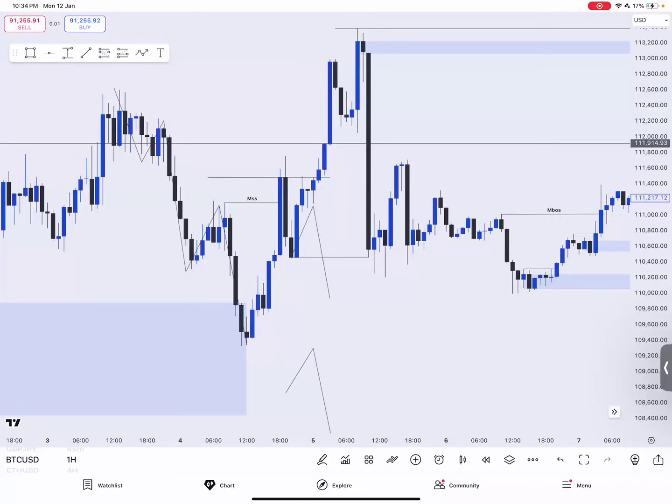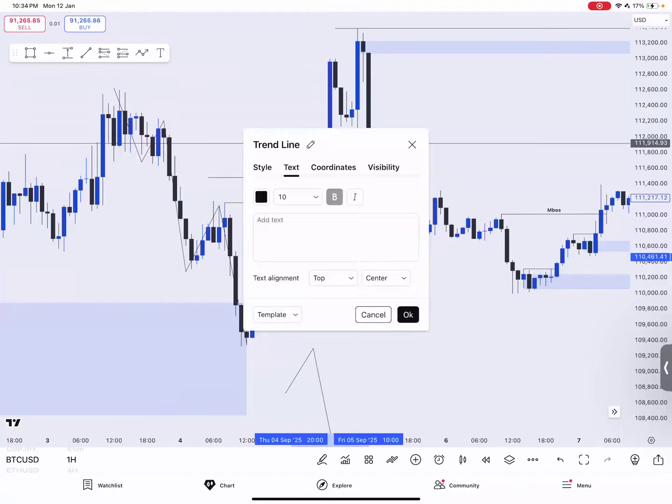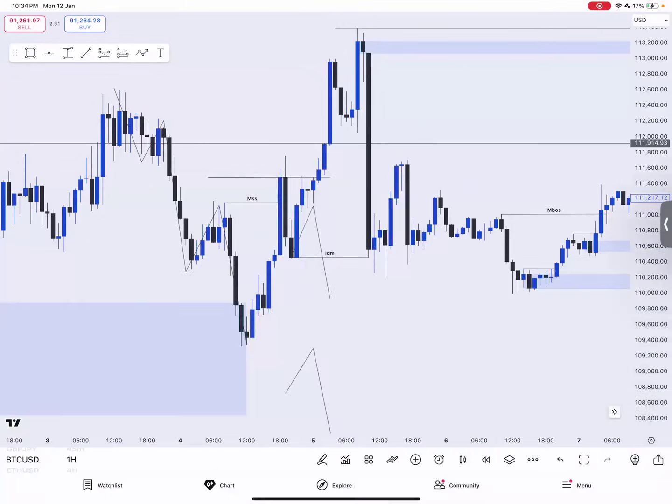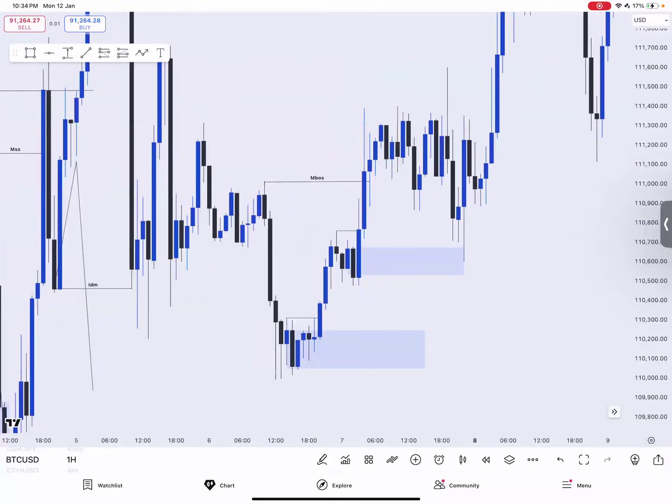If the wick gets taken out, good and fine, but our focus will be for the body to be taken out. The moment price takes out the body here, this is the body, and closes above the body, you can mark the retracement as your inducement. This is the full candle retracement here. Then this one is the single candle retracement.